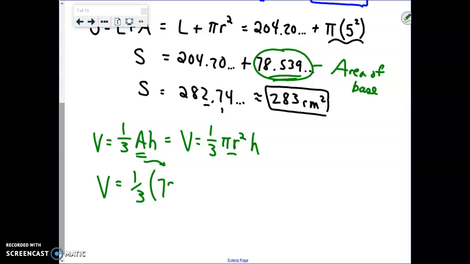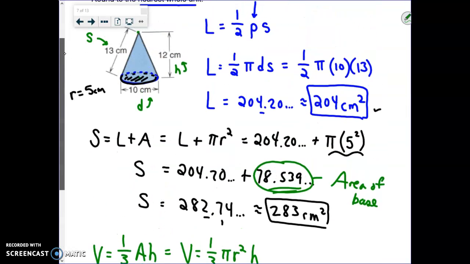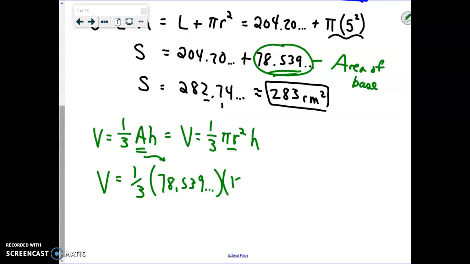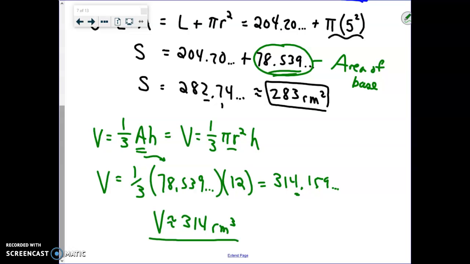Area of the base is 78.539 times your height, and if you go back up here and take a look, your height was 12 centimeters, not your slant height, your height. So what that is, about 314.159, and again, we're going to round to the nearest whole number, so the volume is approximately 314 cubic centimeters. Why cubic? Because again, it's a volume.